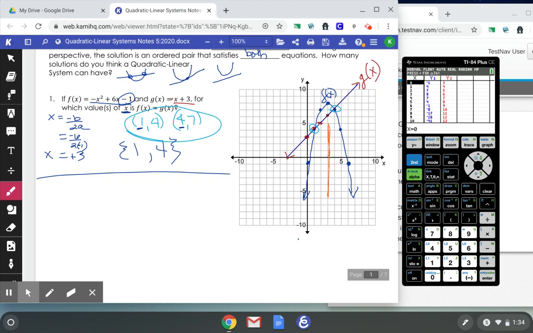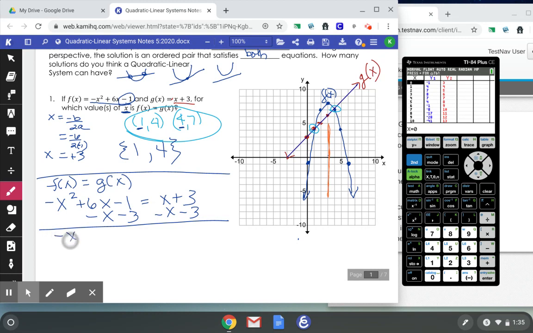Okay, so algebraically, we want to know when f of x equals g of x. So what you're going to do is set your equations equal to each other. So I'm going to say negative x squared plus 6x minus 1 equals x plus 3. So now I have to go through and solve and get x by itself. The first thing I want to do is get all of my variables to one side. So I'm going to subtract x, and I'm also going to subtract 3. I'm going to move everything to the left side. So I now have negative x squared plus 5x minus 4 equals 0.